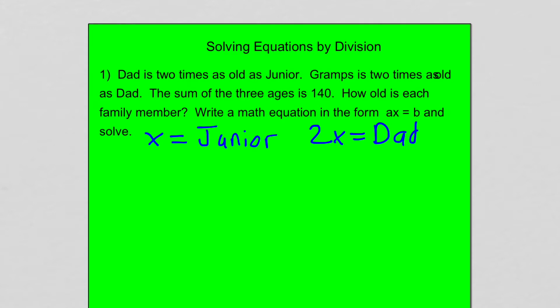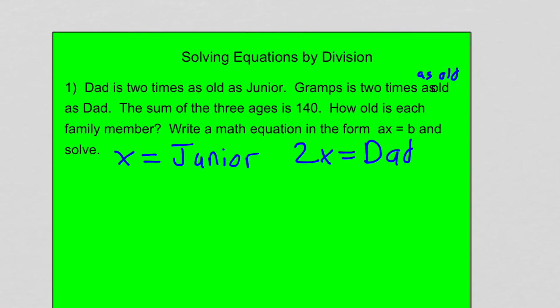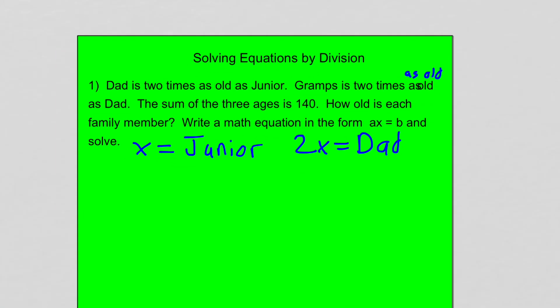Now Gramps. It says Gramps is 2 times as old as Dad. So if Dad is 2x and Gramps is 2 times the age of Dad, then 2 times 2 is 4. Gramps has to be 4x. So Junior is x, Dad is double Junior, which is 2x, and Gramps is double Dad, which is 4x.